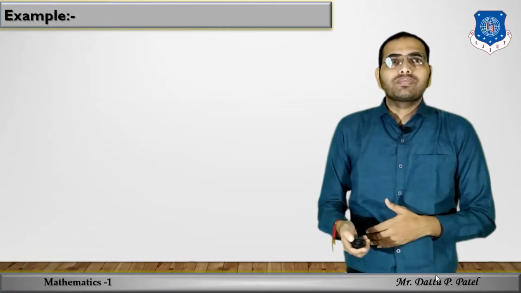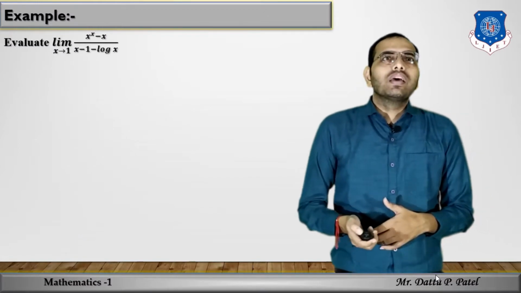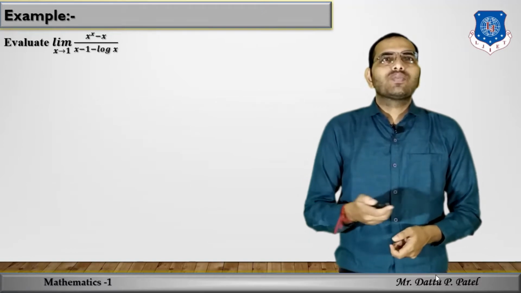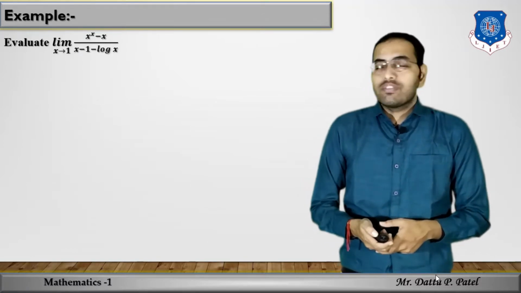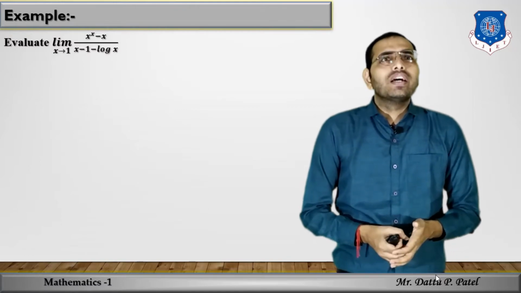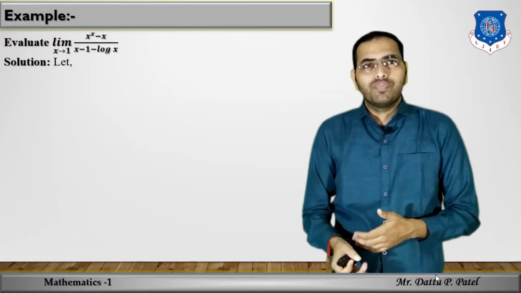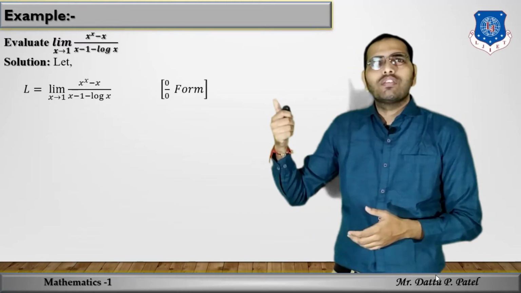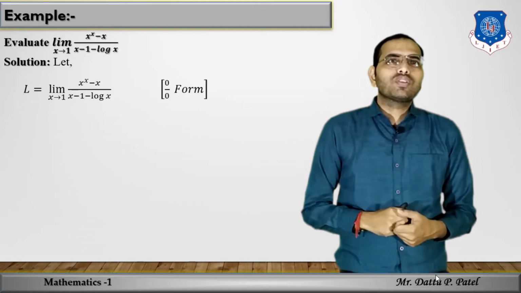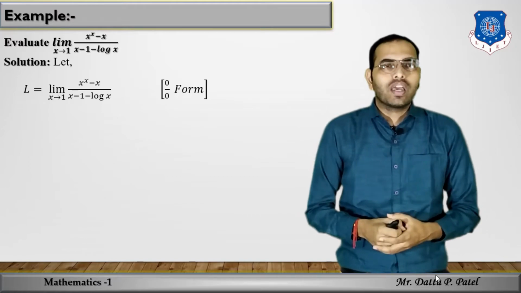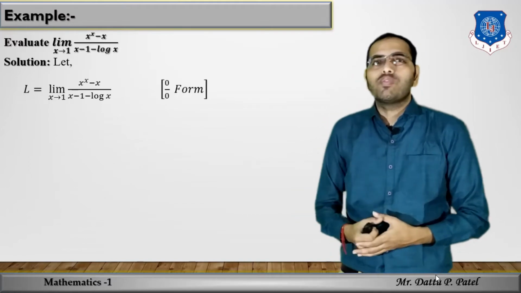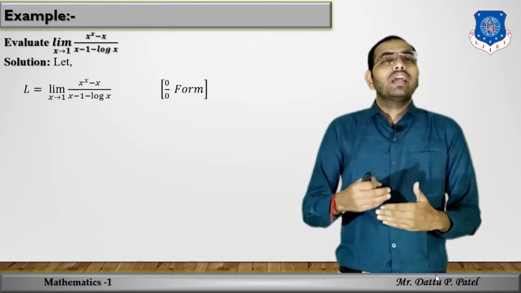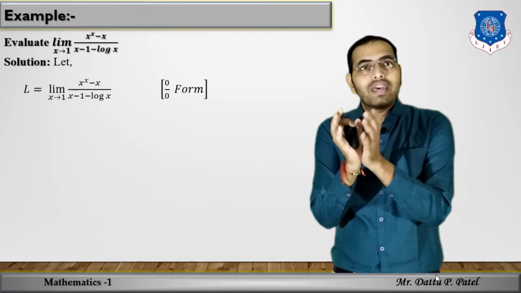Now let's see one more example. Here the limit as x tends to 1 of x raised to x minus x, upon x minus 1 minus log x. Firstly, we have to check whether it is a 0 by 0 form or not. With x as 1, x raised to x means 1 raised to 1, and 1 minus 1 is 0. In the denominator, log 1 is 0, and 1 minus 1 is again 0, so the given function is an indeterminate form, 0 by 0.